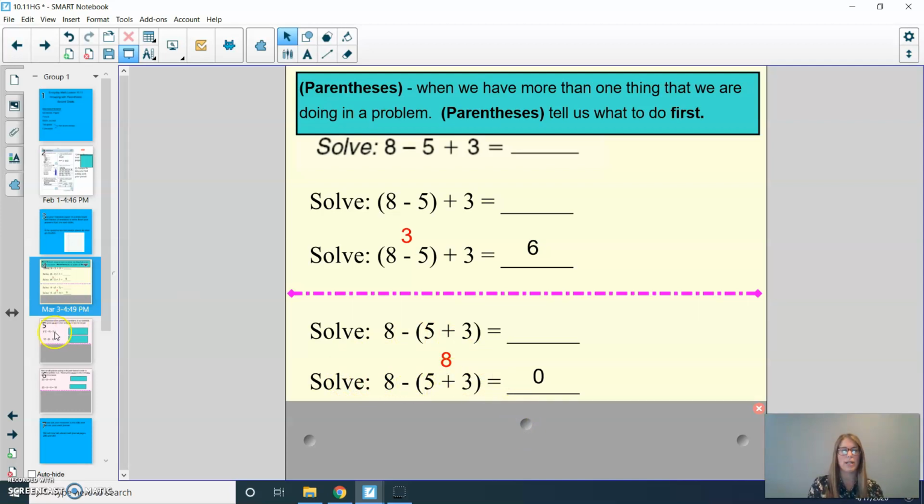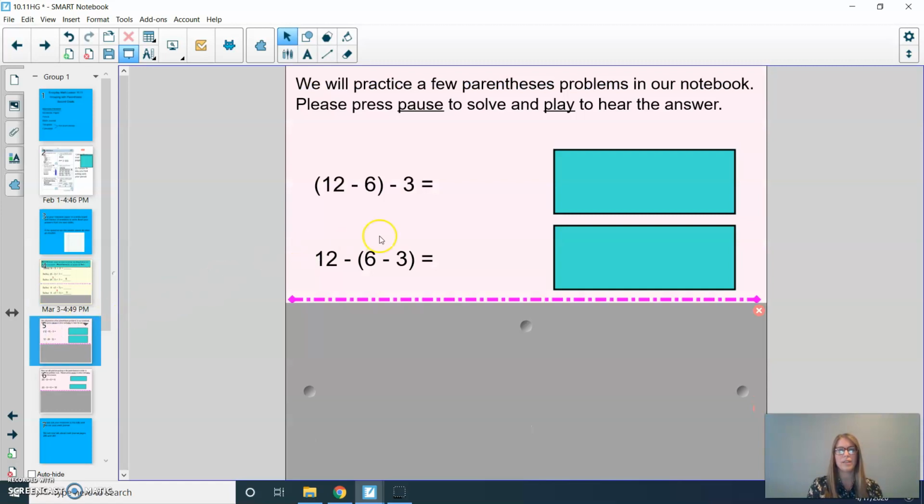Let's try a couple more. So we'll practice a few parentheses problems in our notebook, and I want you to press pause to solve and then play to hear the answer. So try solving 12 minus 6 minus 3 and try solving first with 12 minus 6 first in parentheses and then with 6 minus 3 in parentheses. And then press play when you're ready to hear my answer.